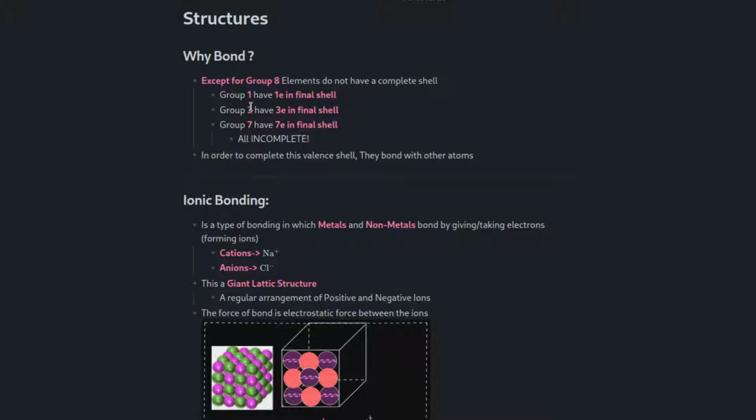Now, this is divided into three portions: covalent bonds, ionic bonds, and giant metallic bonds. Ionic bonds are bonds that form between metals and non-metals. We've already gone through the separation of metals and non-metals, and we can get that information from the periodic table.